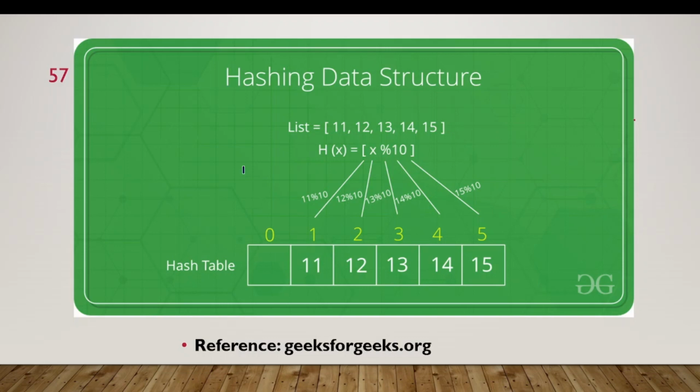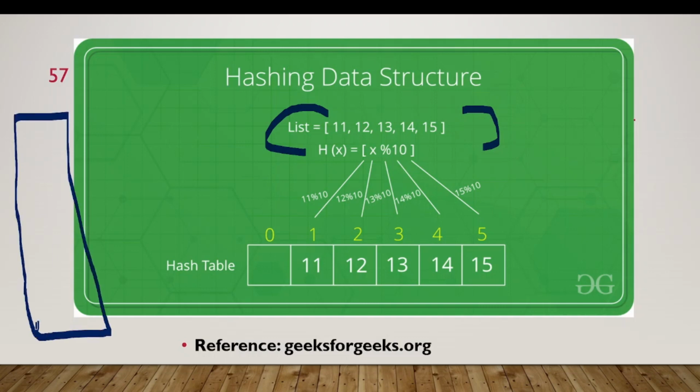Now here I am showing you an example. Assume that we have a list whose elements are 11, 12, 13, 14, 15. How many elements are there? 5 elements. Now this is my hash table, and I know that in a hash table we have indexes. Here the size of the array is 10, so we have indexes 0, 1, 2, 3, 4, 5 up to 9, that is 10 minus 1, which is the index of the last element.